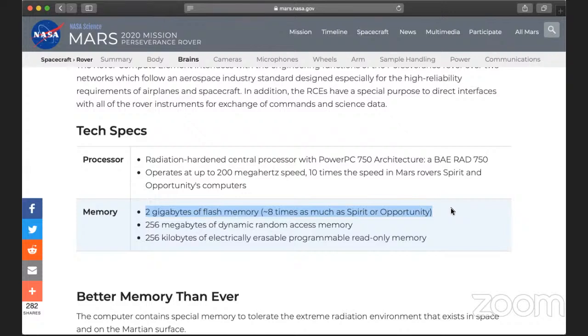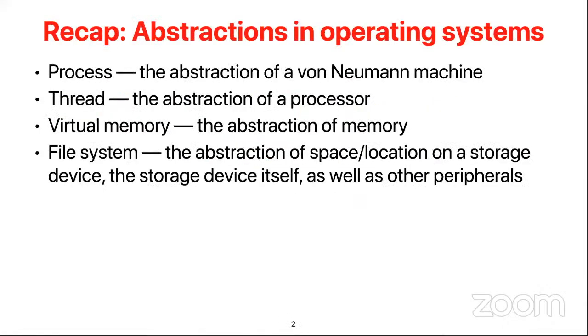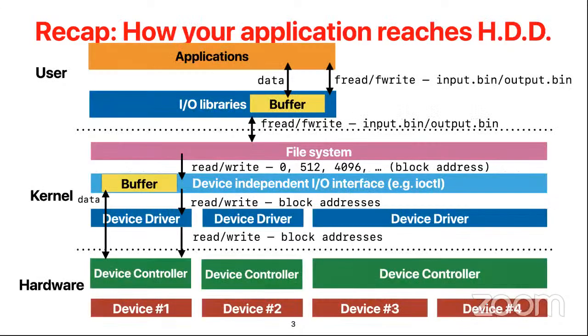Before we start, it's always a good idea to talk about where we are coming from. We mentioned that in the operating system we have different abstractions: processes for the whole virtual machine, threads for the processor abstraction, virtual memory for the abstraction of memory, and file system for the abstraction of storage. To facilitate this abstraction, Unix introduced the idea of the file system, so everything is under the umbrella of the file system.